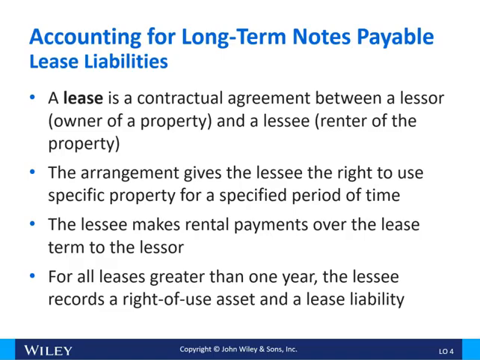Lease liabilities. We talked about this a little bit when we talked about plan assets. A lease is a contractual agreement between a lessor, the owner of the property, and a lessee, the renter of the property. The arrangement gives the lessee the right to use a specific property for a specified period of time. The lessee makes rental payments over the lease term to the lessor. For all leases greater than 1 year, the lessee records a right of use asset and a lease liability. Since it's greater than 1 year, it becomes a long-term liability.